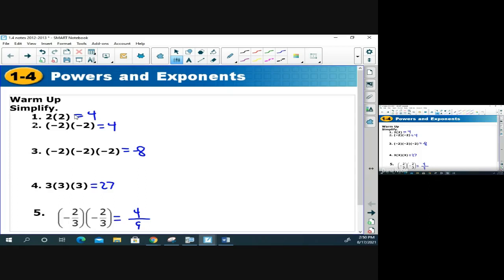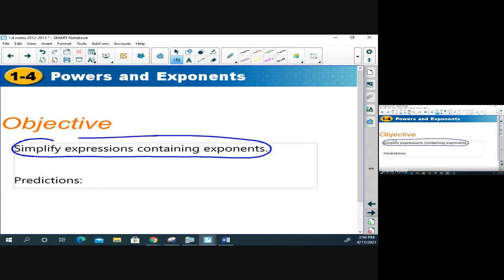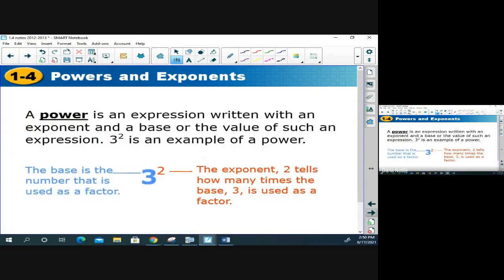So the next page gives us our objective, and that is going to be to simplify expressions containing exponents. So we're going to go back and forth from a long form to a short form. Exponents make things a little bit shorter. So on our next page, it says here that we have a power, which is an expression written with an exponent and a base, or a value of such expression. For example, 3 to the second. So a power, you can see, is something in the form of 3 to the second.